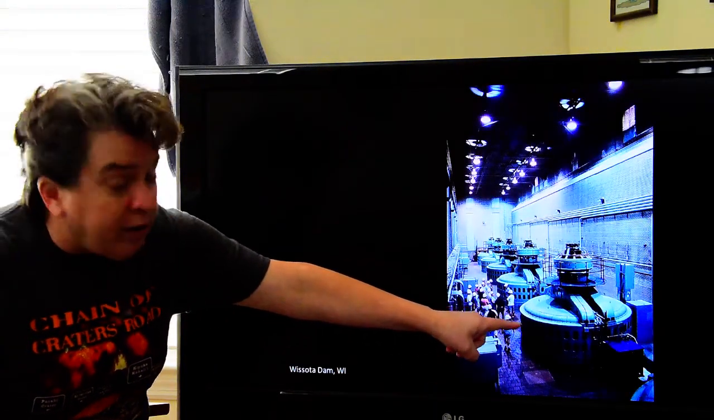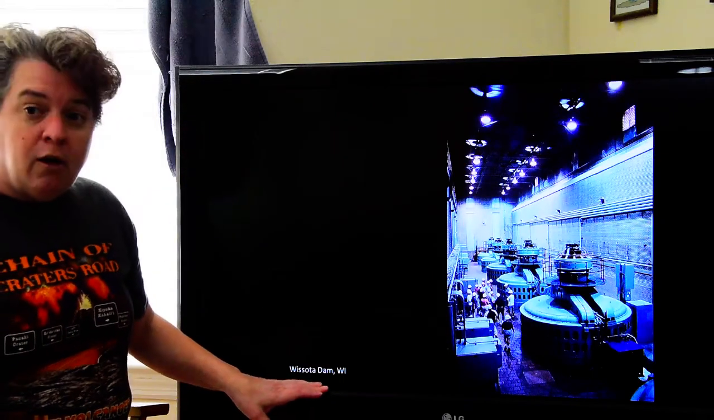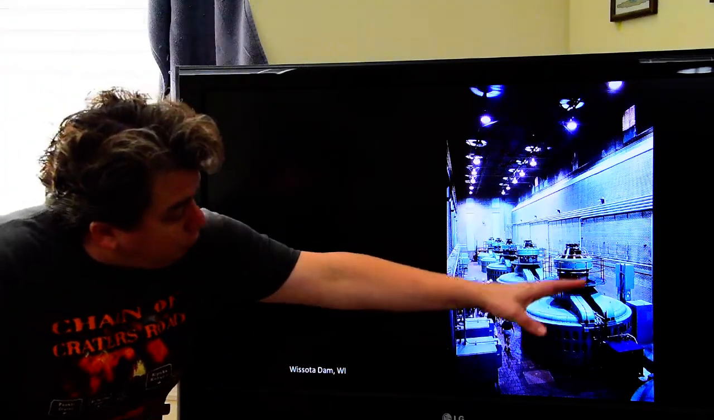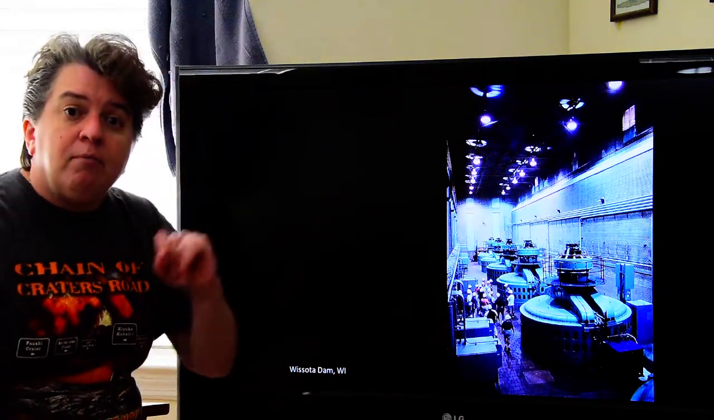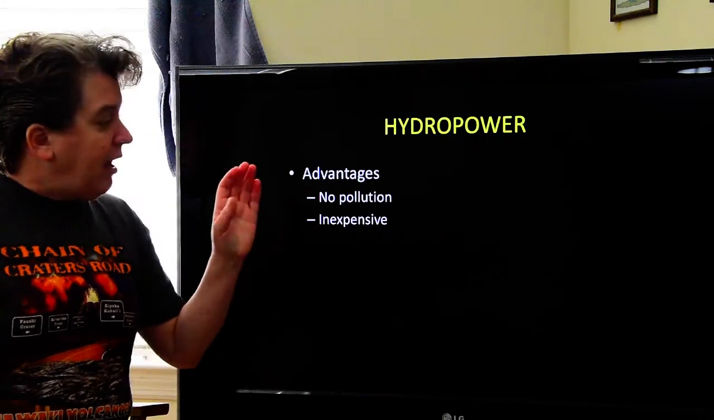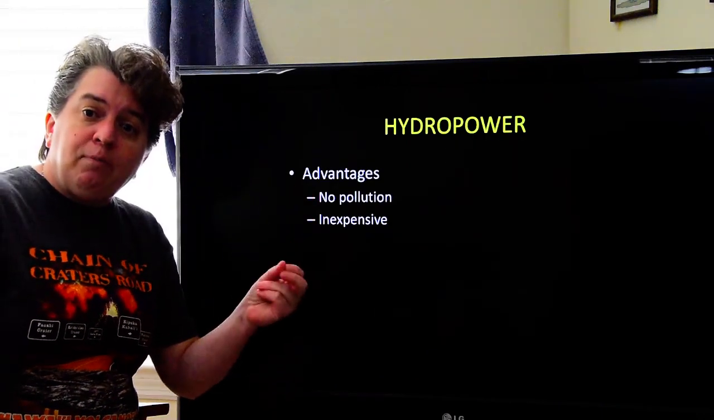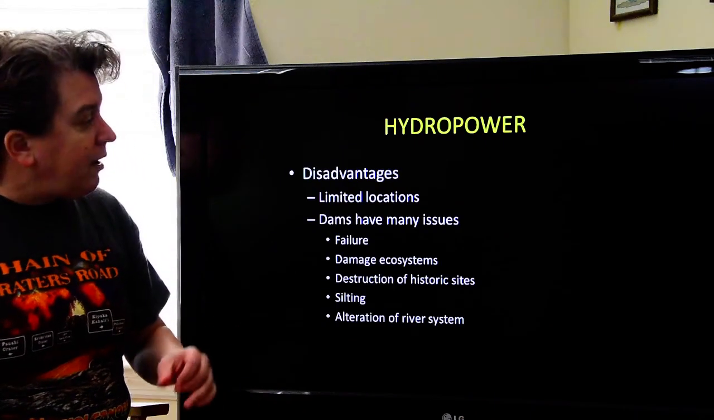That's what we're seeing here. Here's some of the turbines in a dam. This is a different one than the previous one. This is in Wisconsin. And so there's water flowing under there, spinning these turbines, spinning the generators and making electricity. And again, this doesn't have any pollution and it's relatively inexpensive.